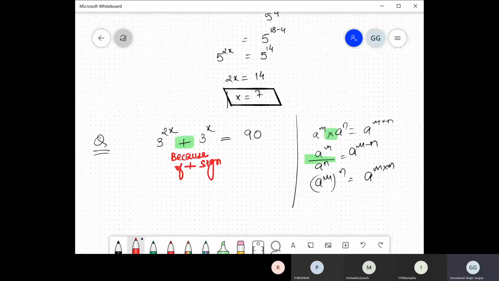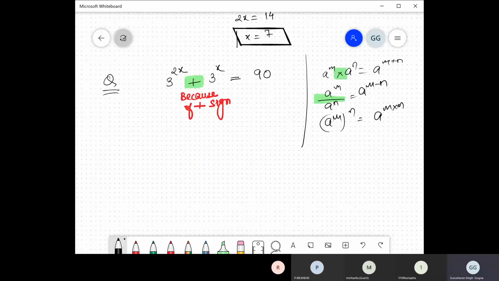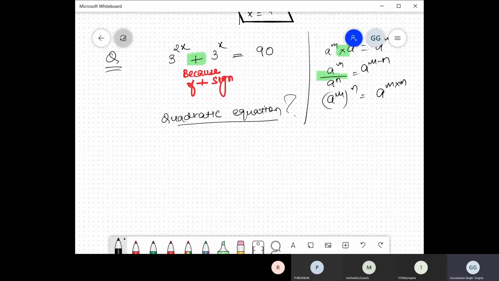Okay. So this is the second type of question which you need to understand, and also you should be able to recognize why I can't solve using the laws straight away. So very interesting question, and obviously an exam type question straight away. So this question is actually a quadratic equation. How is it a quadratic equation?